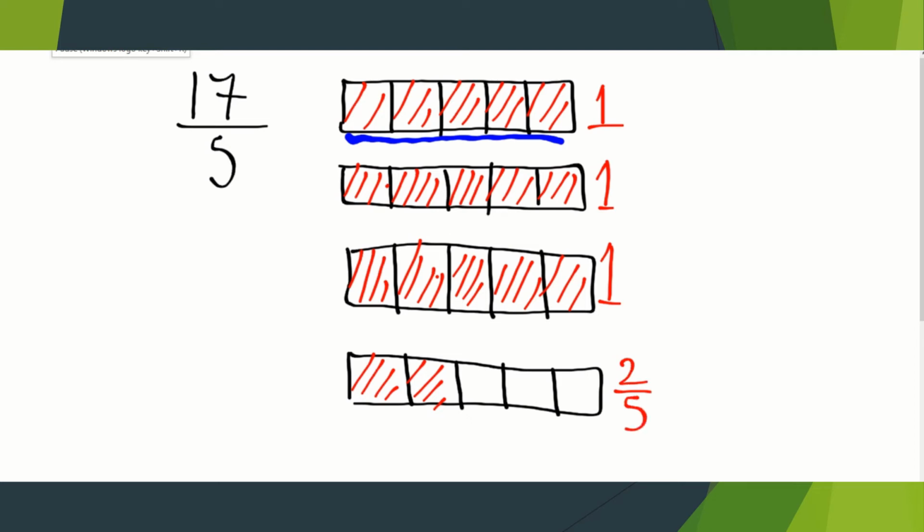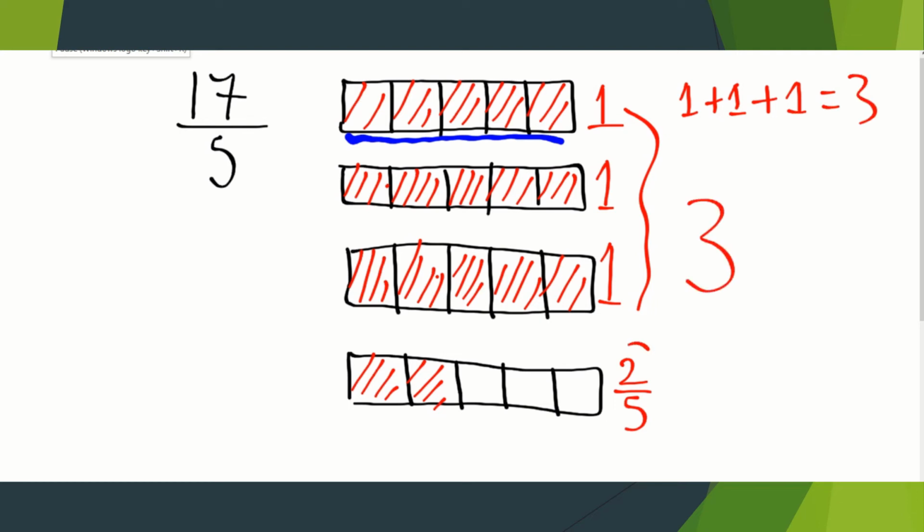I can then do these 3. So 1, add 1, add 1 equals 3. That makes my whole number. And I'm going to bring my fraction over to join it, which equals 2/5.